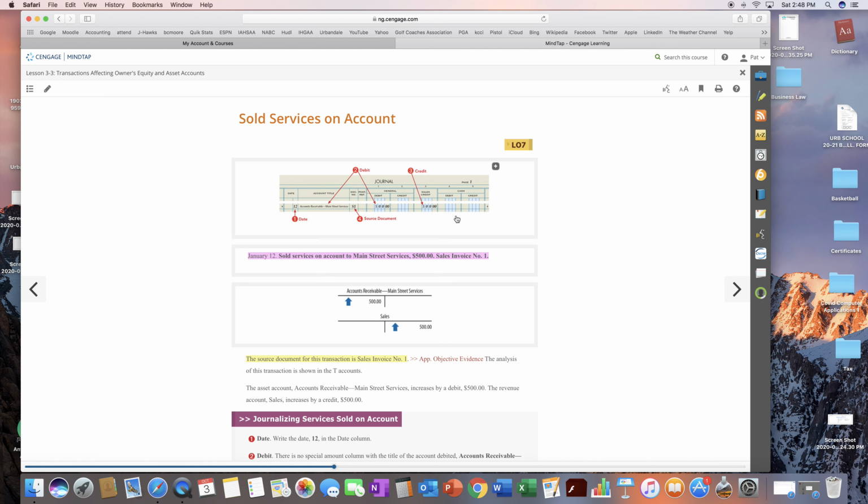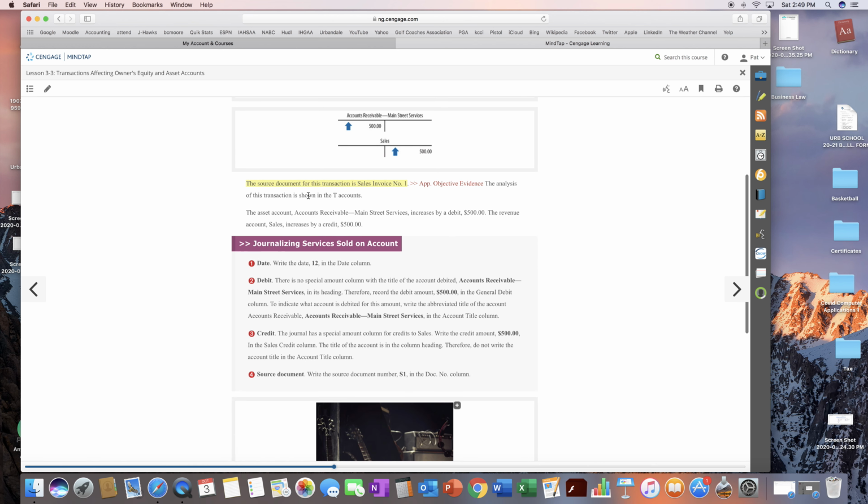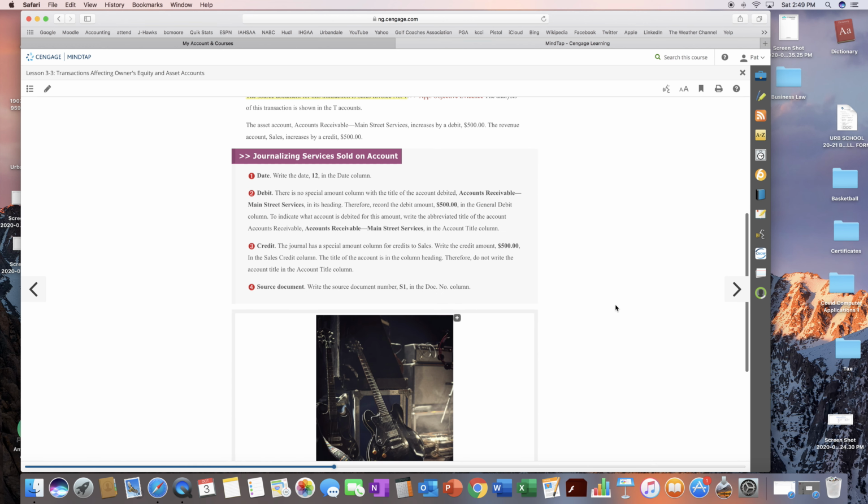And we're not doing anything with cash. We didn't receive cash. We didn't pay cash. There's not a check here. So cash isn't involved. But sold services on account is an increase to sales, and it says sales invoice 1. So with the sales invoice, we would use the sales slip as the source document. And whatever's written in the general debit or credit is the account title. So we debit the asset accounts receivable. They owe us money. We will receive that money later, and we credit, or increase, the owner's equity account sales. This talks about the source document, again, the 4 steps.